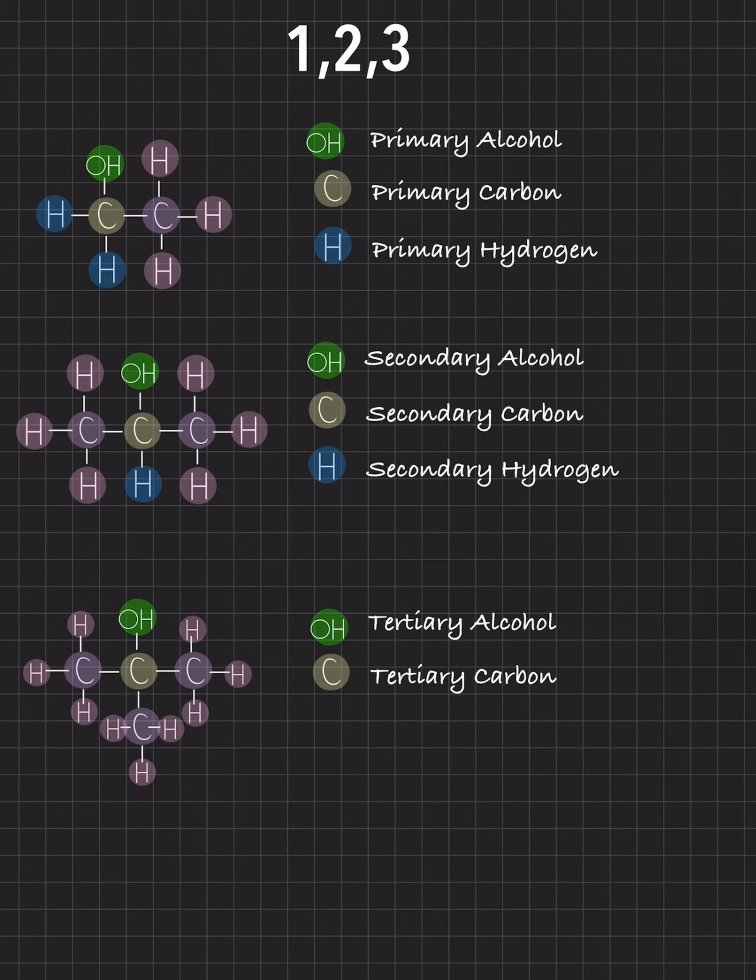So no, you're not going to have a tertiary hydrogen, or for that matter, a quaternary carbon. That's just not going to happen. So the max you can have is a tertiary alcohol. So you can have a primary, secondary, and tertiary alcohol.